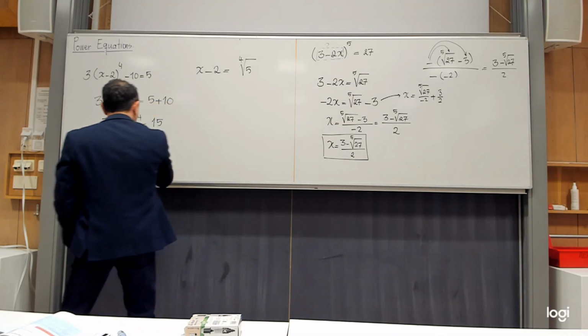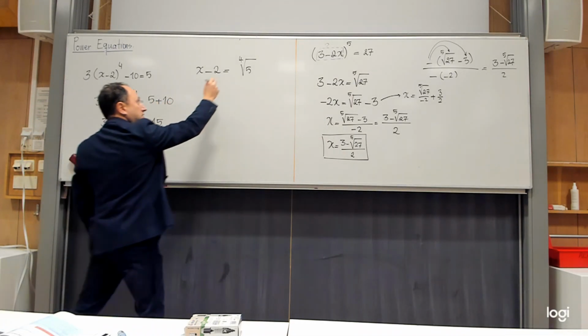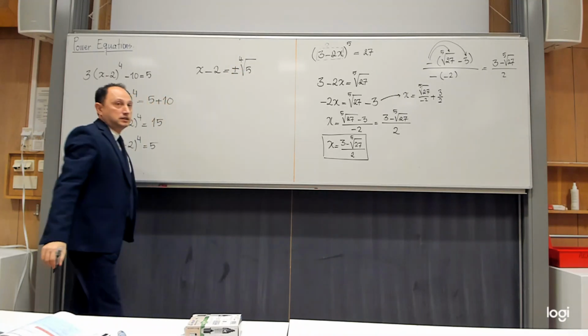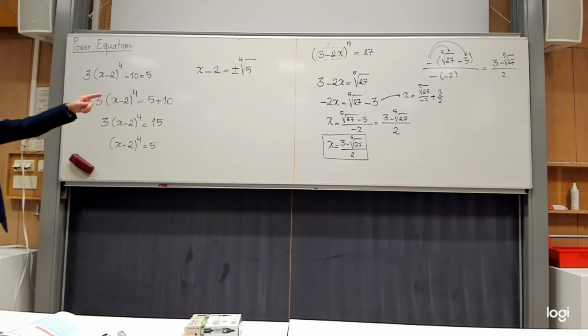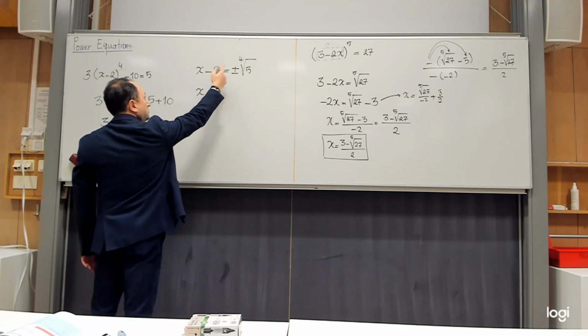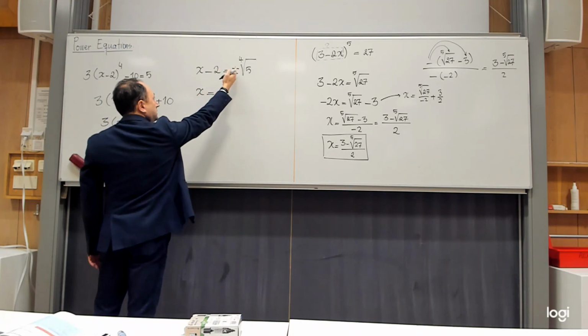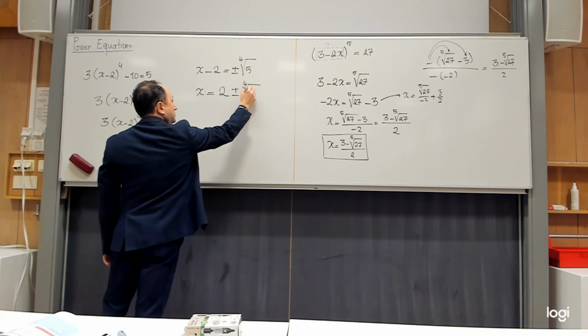Plus minus. Plus minus, why? Because the power involved is even. Yes? And then I want to have my x. So what should I do? I need to move 2 to the other side. So what happens? 2 becomes positive, but either I have plus or I have minus, the fourth root of 5.